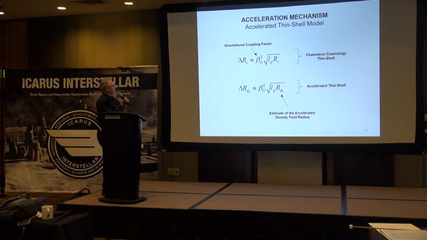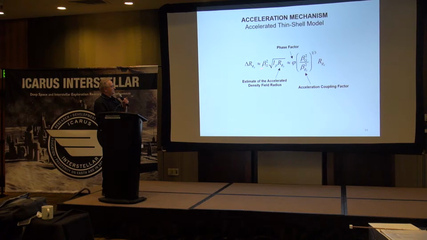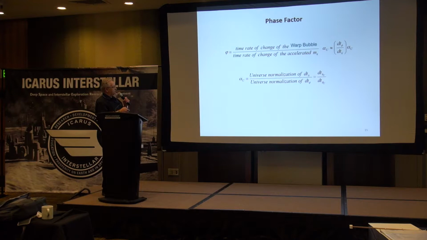But then I found out in a couple other papers I wrote that you can rewrite that thin shell acceleration equation into a phase factor and add an acceleration coupling factor. And then when you put that back, the phase factor turns out to be the time rate of change of the density field divided by the time rate of change of the accelerated mass. But I had to add a little factor, and the reason I had to add that little factor was because of this guy right here. This is an actuator, but it's made a little bit different than normal actuators. I can't go into it because I want to write a patent on an acceleration device.